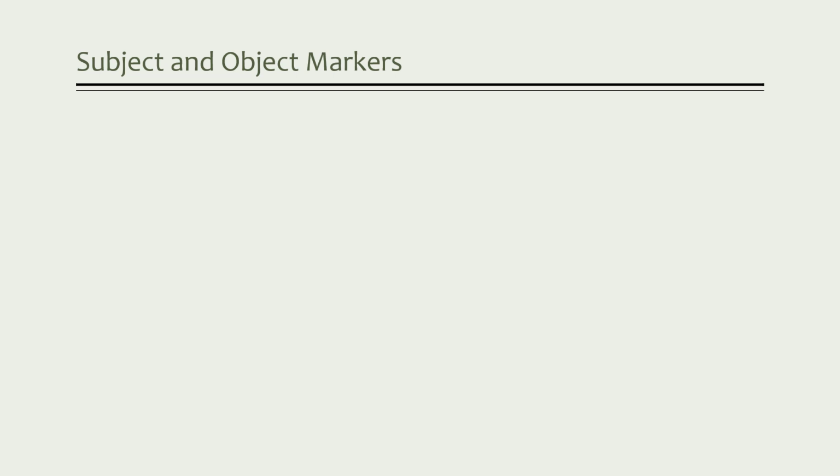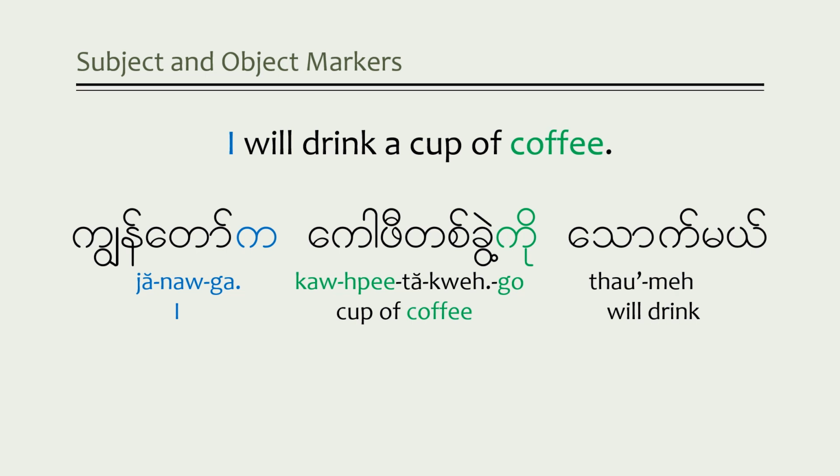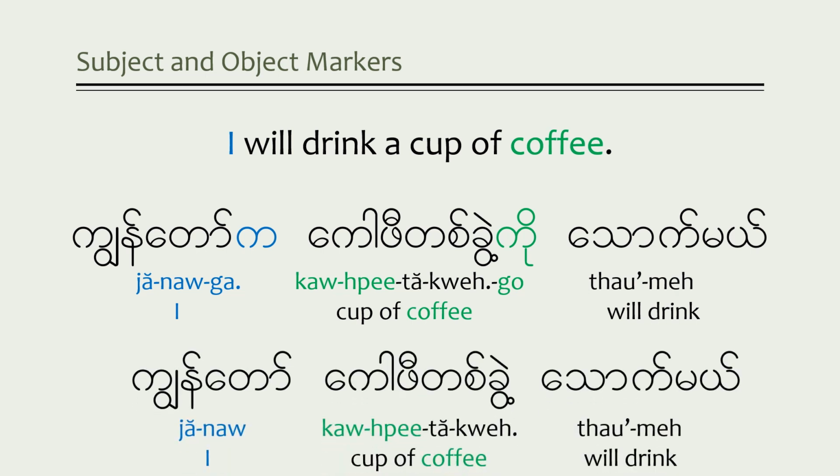So let's look at an example of a sentence that doesn't necessarily need any markers at all. I will drink a cup of coffee. I could say, Jino ga coffee te kwe ko tau me. I, a cup of coffee, will drink. I've clearly indicated that I'm doing the drinking and the coffee is what I'll drink. But is that really needed? Would someone think I was saying the coffee will drink me? Not likely. So I could just say, Jino coffee te kwe tau me.